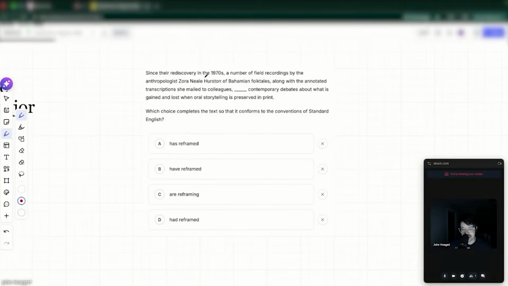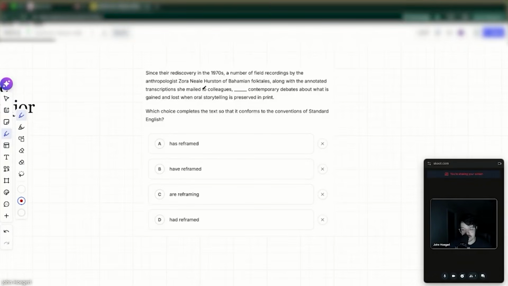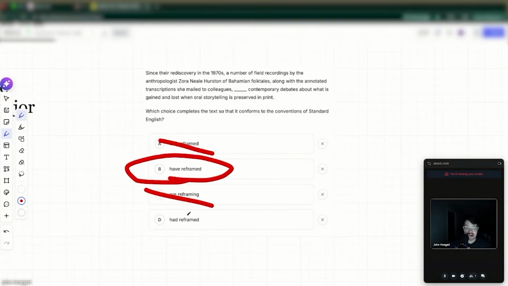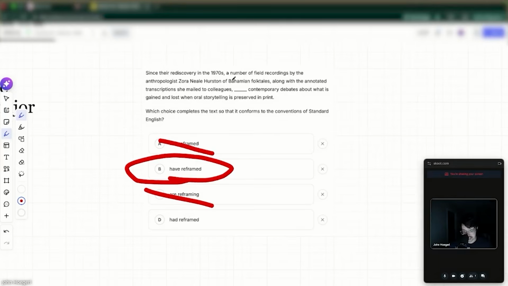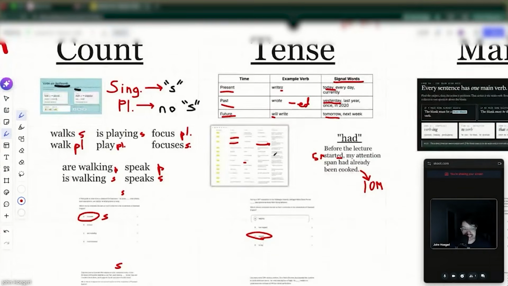Here's another example. Since it reads number of field recordings, along with this one here, it is just something that happened in the past, like for sure. So we know that it can't be the other choices, and also can't be this one, like there's no connection to the present here. It just literally is something that happened in the past. So in this example, we would go for "have reframed". It isn't "had reframed" because it's not saying that something happened in the past and something happened even before that. It is just regular past tense stuff. That is it for the tense stuff there.